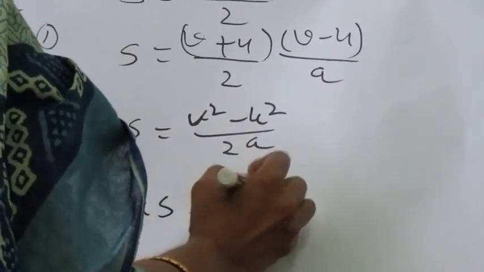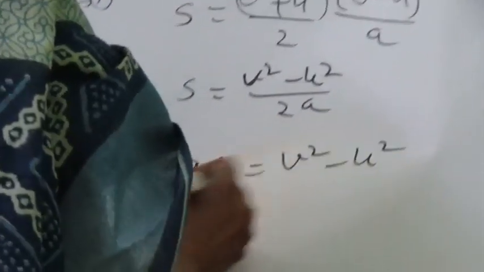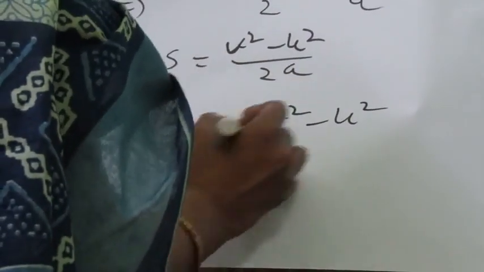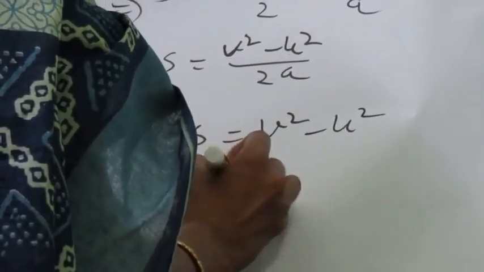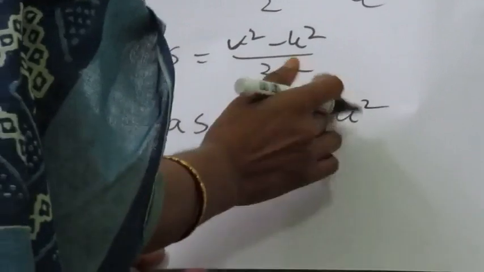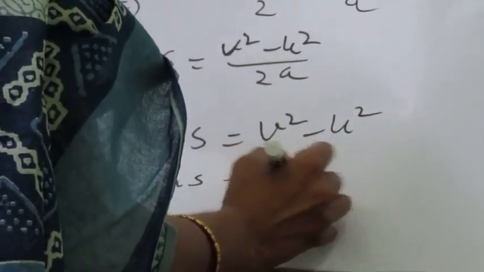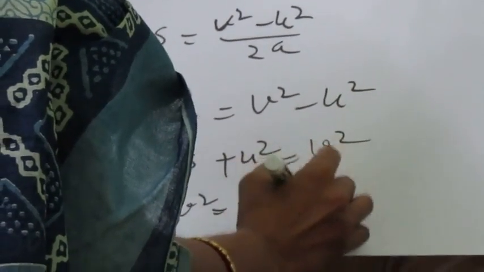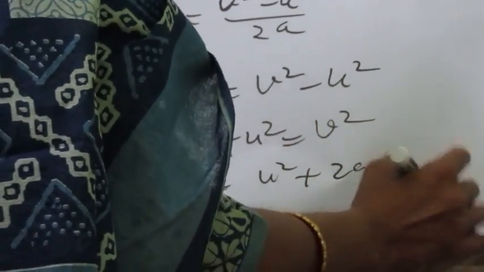Now you just multiply, simple multiply. 2as equals v square minus u square. Bring u square over here, minus will be plus, equals v square remains here. So v square equals u square plus 2as, equation number 3.